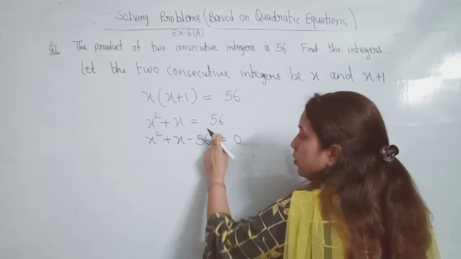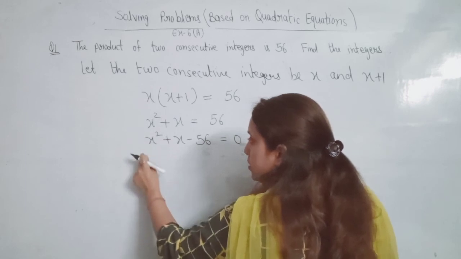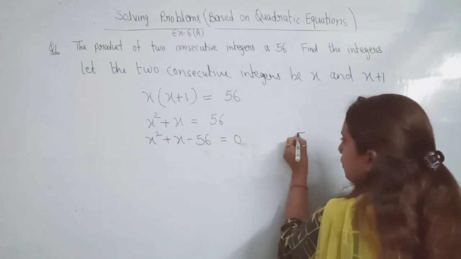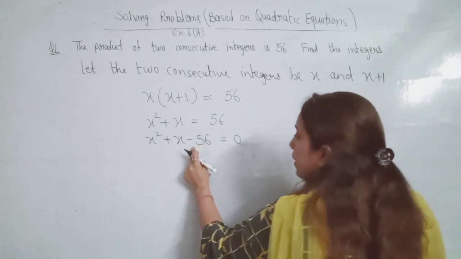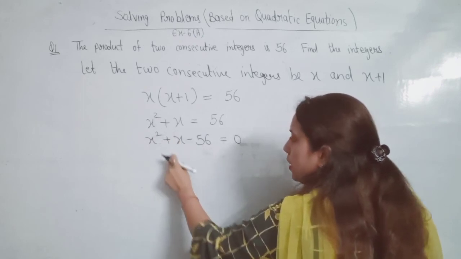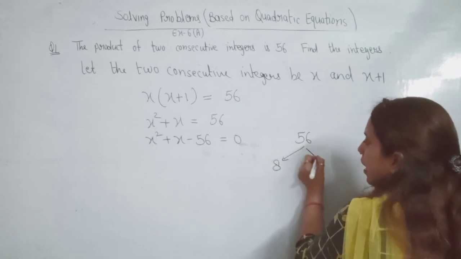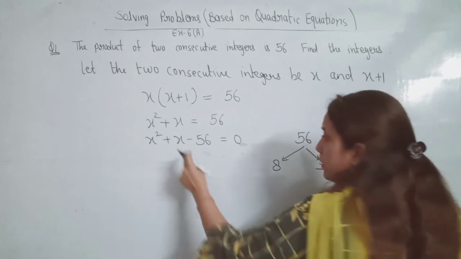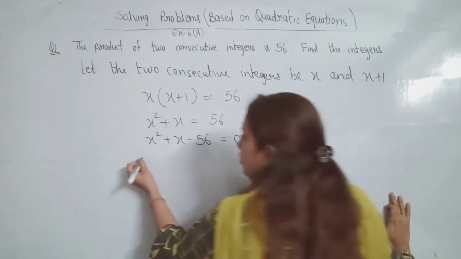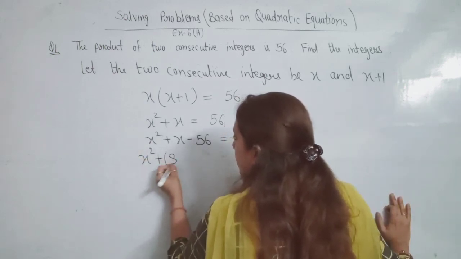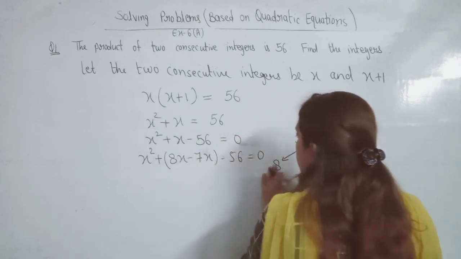So let's see how to do it by the middle term splitting method. First we multiply the constant term by the coefficient of x square. The coefficient of x square is 1, and 1 into 56 is 56. Now we find two factors of 56 such that when we add them we get 1 and when we multiply them we get 56. So the two factors are 8 and 7. So we split 1x as 8x minus 7x, so x square plus 8x minus 7x minus 56 is equal to 0.